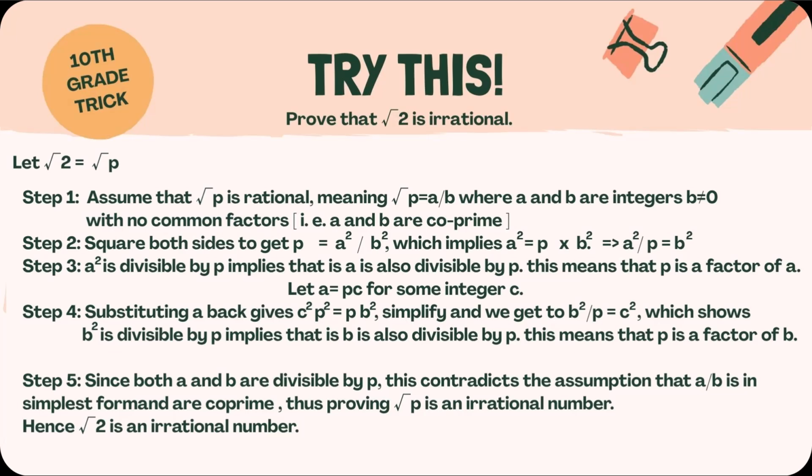So now what happens? b square is divisible by p, and b is also divisible by p. This means that p is a factor of b. So since a and b both are divisible by p, a and b have a common factor p. This is a contradiction, right? This contradicts the assumption that a and b is in the simplest form, as well as a and b are co-prime, right? Thus proving root p is an irrational number. So hence root 2 is an irrational number.